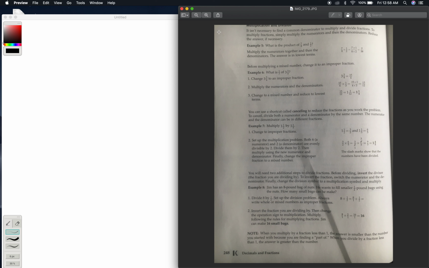This is the 2019 Kaplan Math book, and we are on multiplication and division. This is fraction multiplication and division, which is under lesson 4, fraction operations. So here we go. We're going to be working on practice 4.2.